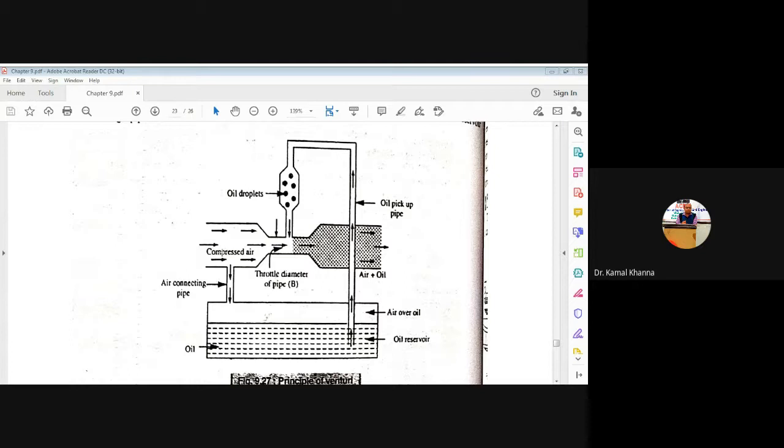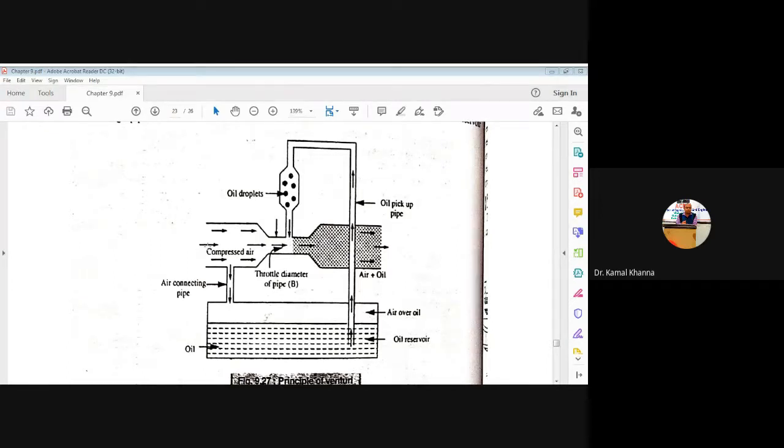So you can see the first portion is the converging portion. This is called the throat, in which the diameter is constant. This is the last portion of the venturi meter. This is called the diverging portion, in which the diameter is increasing from entry to exit, whereas in the converging portion, the diameter is decreasing from entry to exit, and the diameter remains constant in the throat, or you can say the throat body.